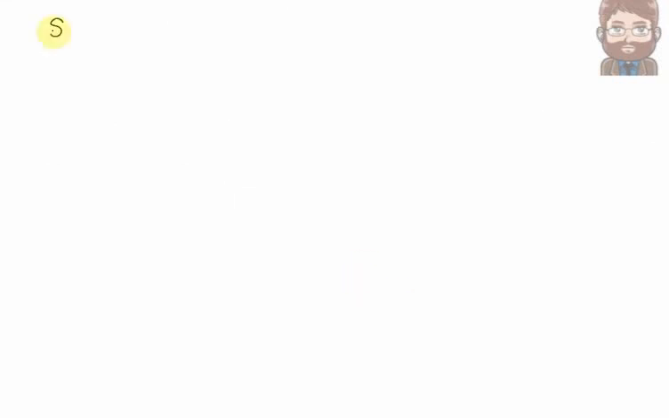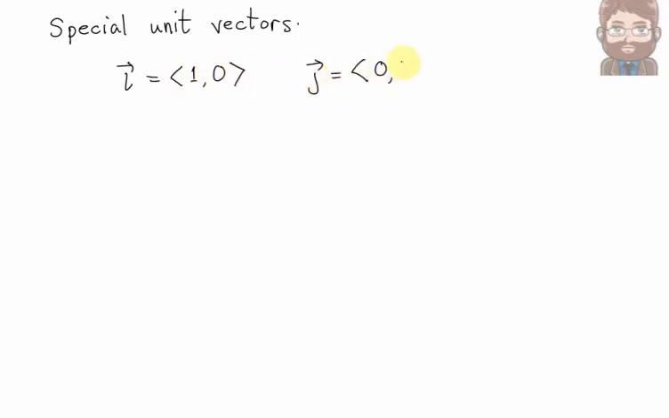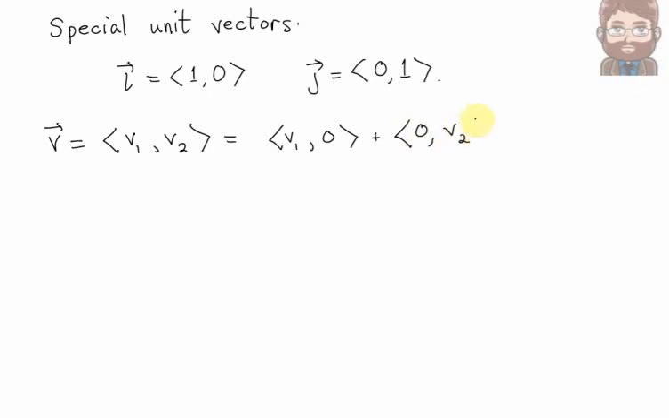Now from time to time, we'll need a few special unit vectors. The vector i will always denote the vector 1, 0. And the vector j will always denote the vector 0, 1. These vectors point in the positive directions of the x and y axis. And any vector can be written in terms of these unit vectors. For instance, I could take v1, v2 and break it up using vector addition. And then, using scalar multiplication, again, I could rewrite each of these vectors: v1 times 1, 0 and v2 times 0, 1. And remember, 1, 0 is the vector i, and 0, 1 is the vector j.